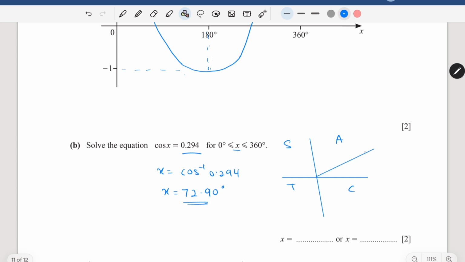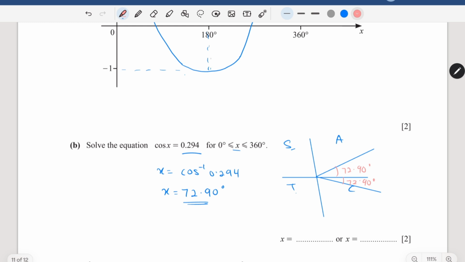Here you draw a line, and then you can see that the last quadrant is C, which means that in this quadrant cos is positive, so you draw another line. You won't take the second quadrant or the third quadrant, because in the second quadrant only sine is positive, and in the third quadrant only tangent is positive, which is not needed in this question. We just take the first and last quadrant. First quadrant 72.90, here also 72.90.